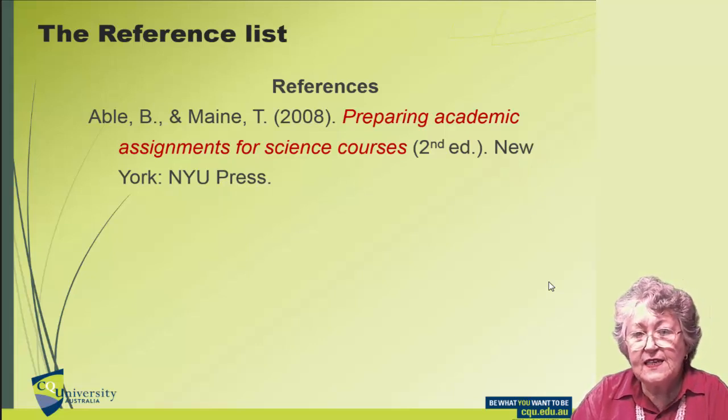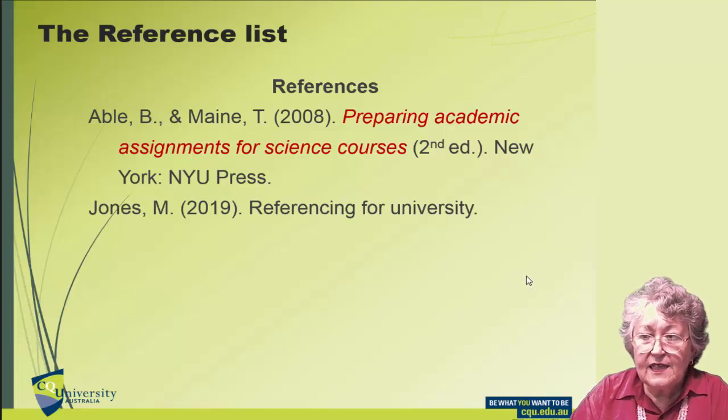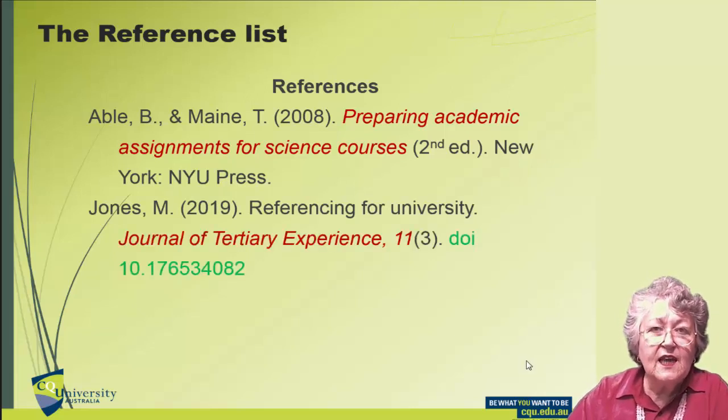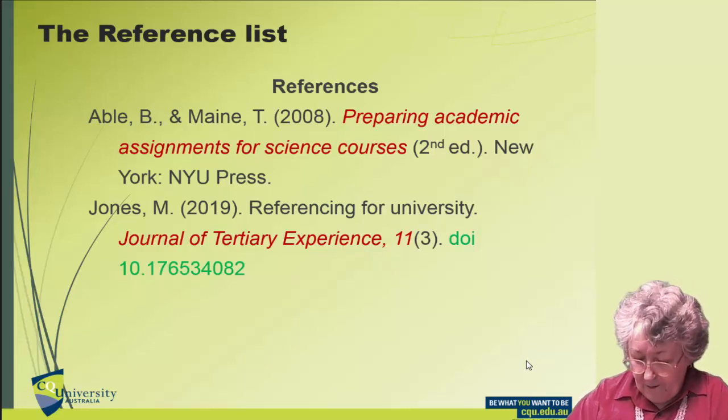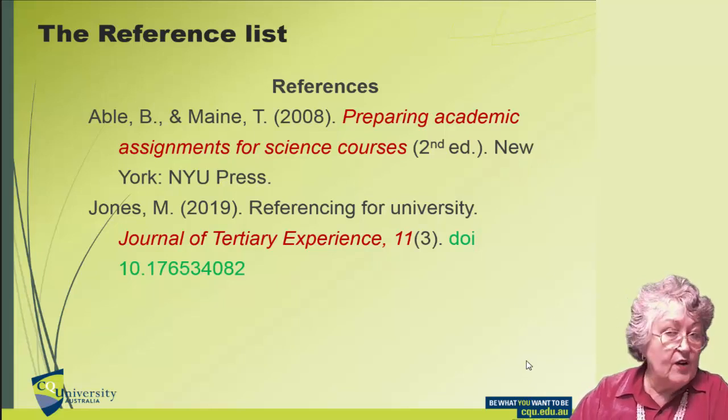Our fourth reference list sentence is the source, and here we have New York, that is the city, with a colon, and then the name of the publisher, which is the NYU Press, full stop. If we're looking at something slightly different, here we have an example of a document that is from a journal, and it's only a single author, so we don't need to worry too much about that ampersand again. Our first sentence is Jones, comma, M, full stop.